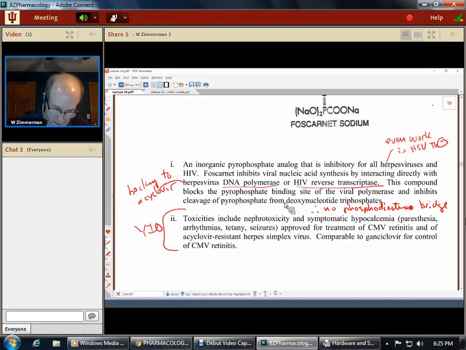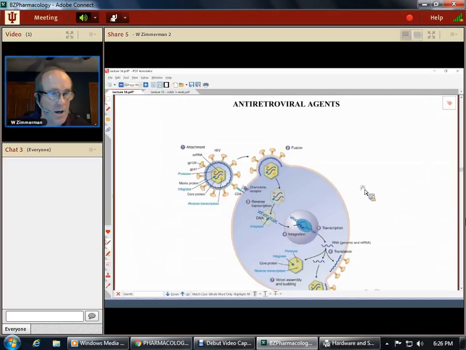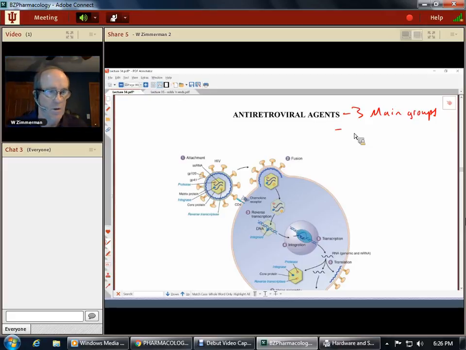Okay, looking at the big one here, the antiretroviral drugs, the HIV. As we go through these HIV drugs, there's three main groups. There's some odds and ends, some sort of eclectic ones, but there's three main groups. We'll get into what they are, but they can actually push the viral levels down to non-detectable.